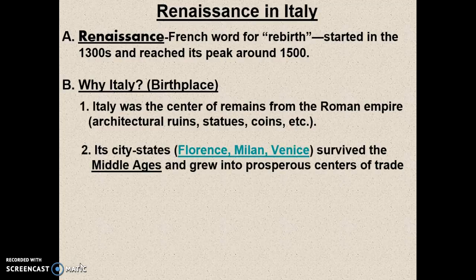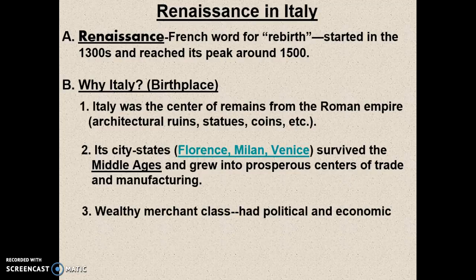The second reason is that it had city-states such as Florence, Milan, and Venice that had survived the Middle Ages and had grown into prosperous centers of trade and manufacturing. If you click on this link over here, it's going to bring you to a map, and you'll be able to see more clearly where these city-states were located. Florence, Milan, and Venice were located in the north of Italy. In the center, you had the Papal States, and in the south, you had the Kingdom of Venice.